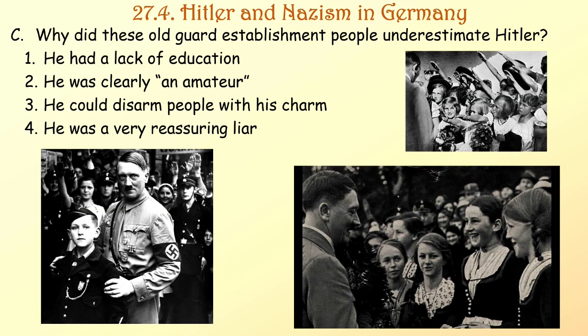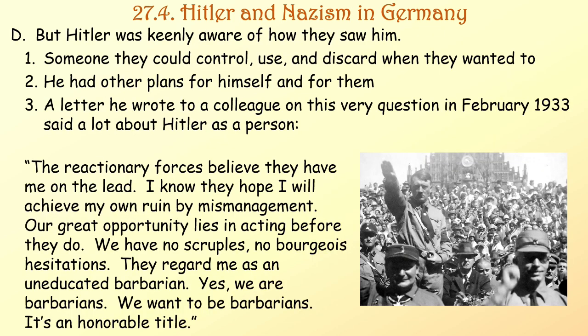Why did these old guard establishment people underestimate Hitler? He had a lack of education. He was clearly an amateur, but he could disarm people with his charm, and he was a very reassuring liar. But Hitler was also keenly aware of how they saw him, as someone they could control, use, and discard when they wanted to. But he had other plans for himself and for them.